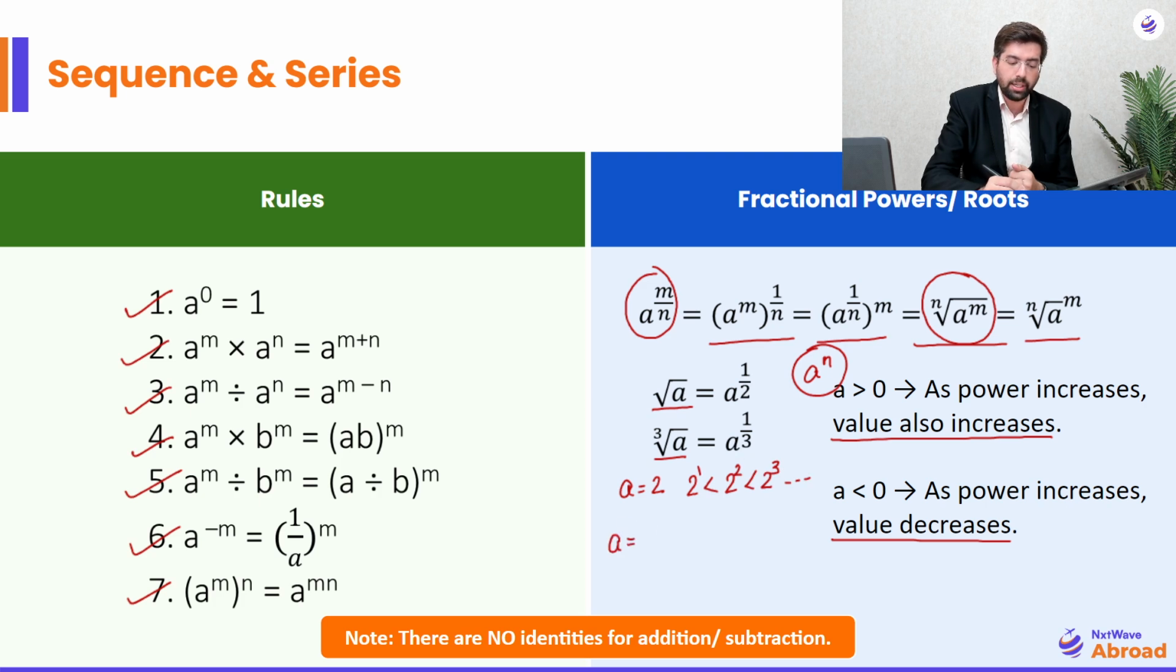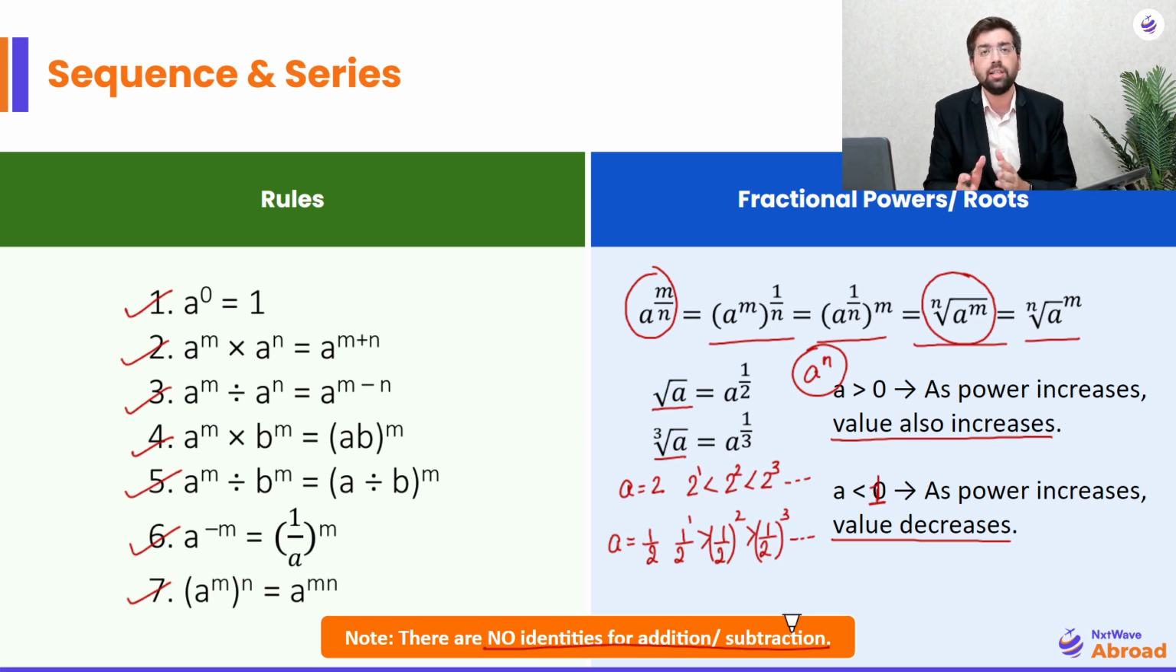Similarly, if you take a as 1 upon 2, that means a is less than 1. If a is less than 1, then as you raise the power, the value decreases. So 1 upon 2 whole square would be greater than 1 upon 2 whole cube, and so on. Remember that there are no identities for addition or subtraction.